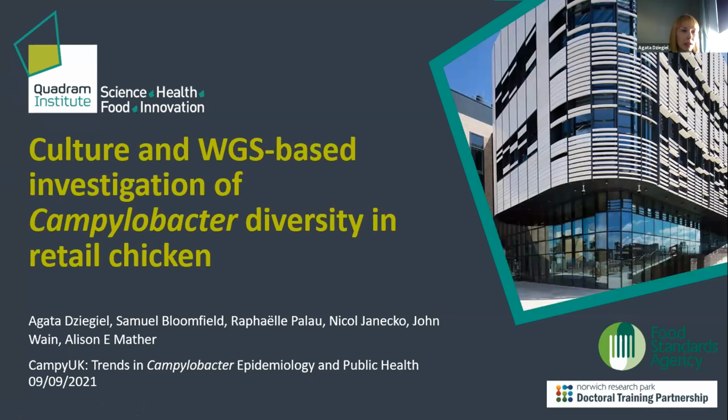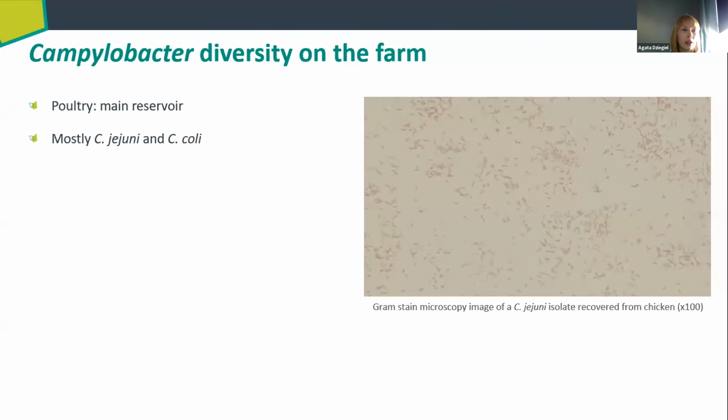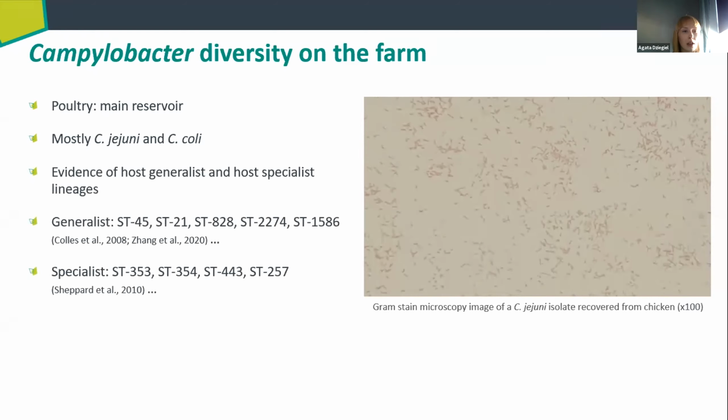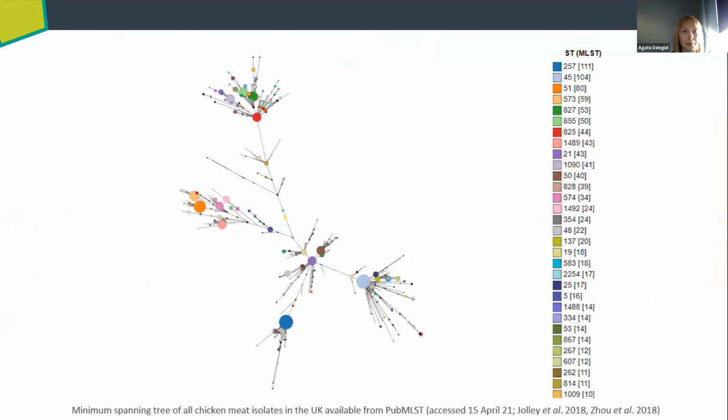So my name is Agata, and I'm going to be talking about our investigations of Campylobacter diversity in retail chicken. As we know, poultry is the main reservoir of infection for humans, and this largely includes chicken meat. And mostly Campylobacter jejuni and coli are implicated. What we know about Campylobacter diversity on the farm is that there is evidence of host generalist and host specialist lineages, and there are a wide range of these. Although in individual flocks, a small number of these or even individual lineages tend to persist.